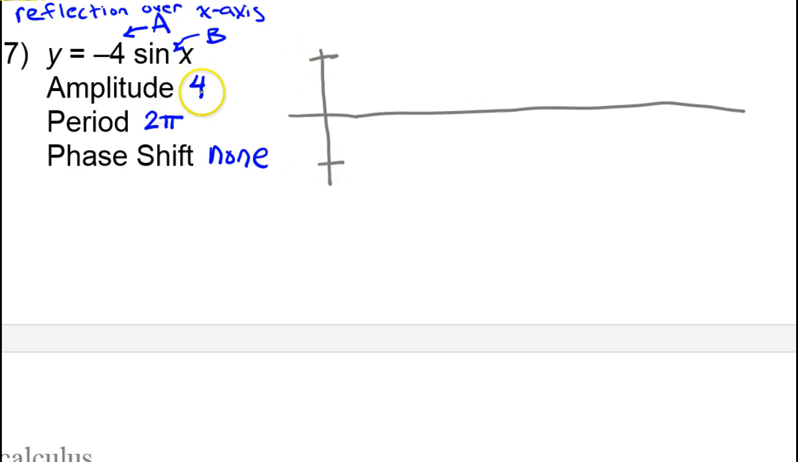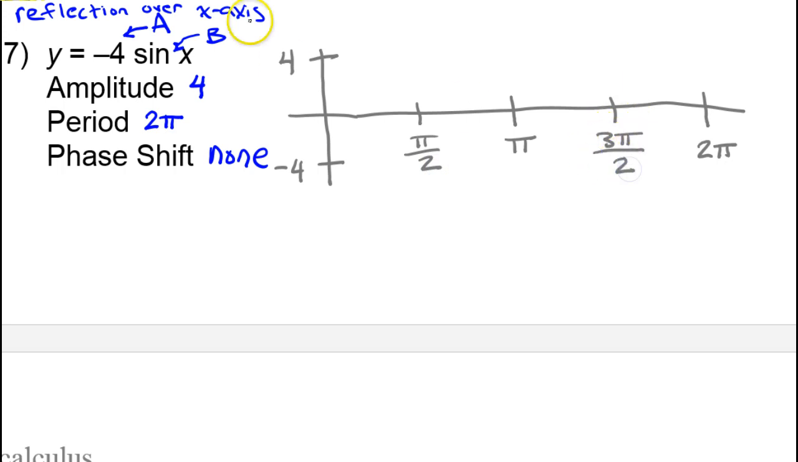Okay, since the amplitude is 4, that means it will go up to positive 4 and down to negative 4. Since the period is 2 pi, that means way over here I will go ahead and say 2 pi. Now, right in the middle, this should be pi. Half of that should be pi over 2. And between these, I should have 3 pi over 2.